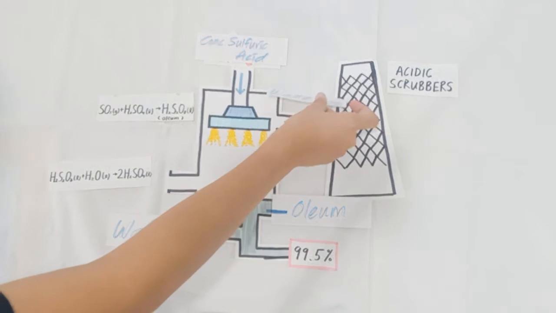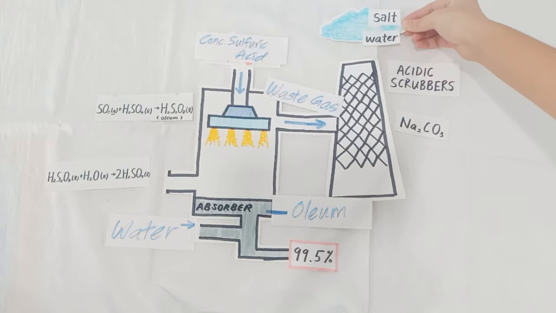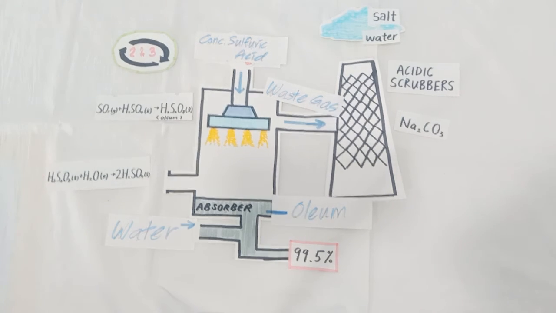However, there are some acidic waste gases from here which can escape and cause local acid rain. So the chimney is fitted with acidic scrubbers. These are bases like sodium carbonate. When in contact, they neutralize the waste gases, forming salt and water. The second way to reduce pollution is to recycle the gases between stages 2 and 3.